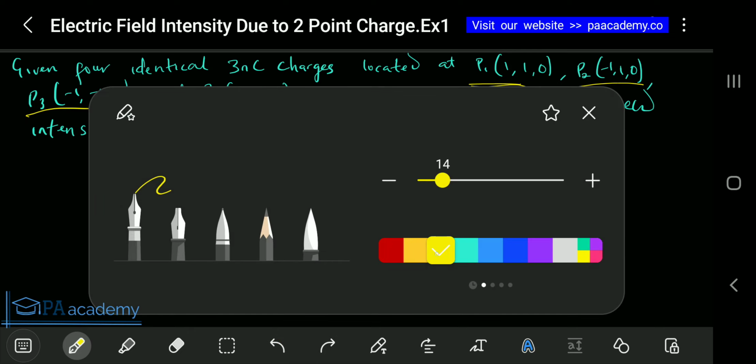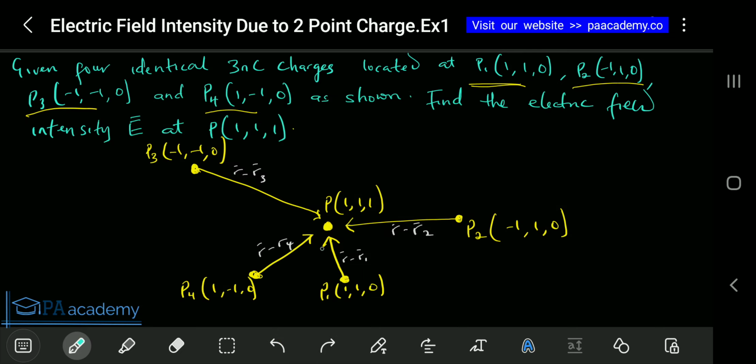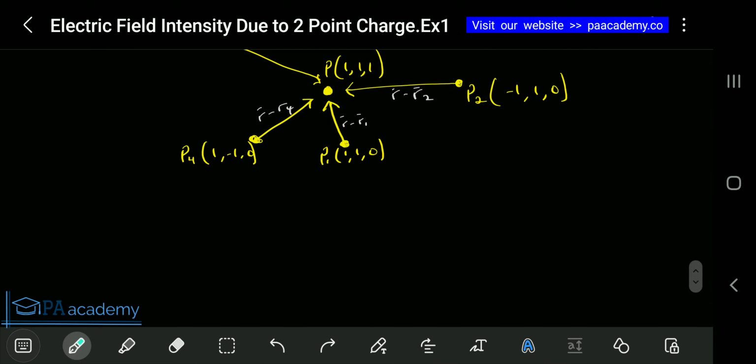This point here is the point P at which we should find the electric field intensity. You can see that the other charges, P1, P2, P3, and P4, are already given. So what is the electric field intensity acting at point P due to the charges at P1, P2, P3, and P4? That's what we are going to be looking at in this example. All right, so let's get started.